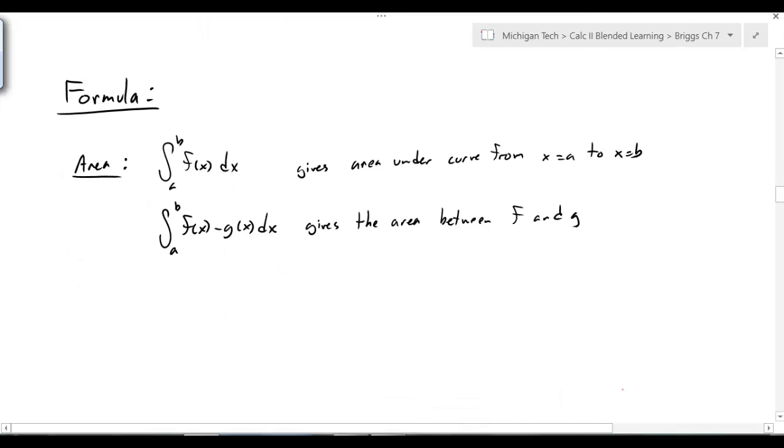Okay. So the area under a function is the integral of the function from a to b, and the area between two functions is the integral of the difference of the functions.